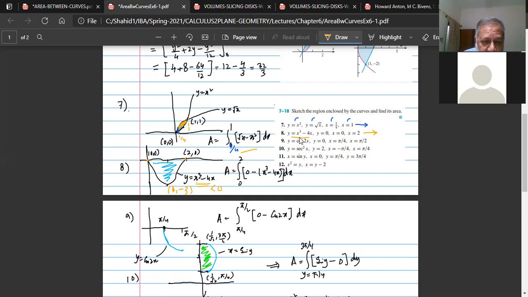We are not interested in that. We are just interested in this. So upper graph minus lower graph, and integrate with respect to x, and you can complete it yourself.